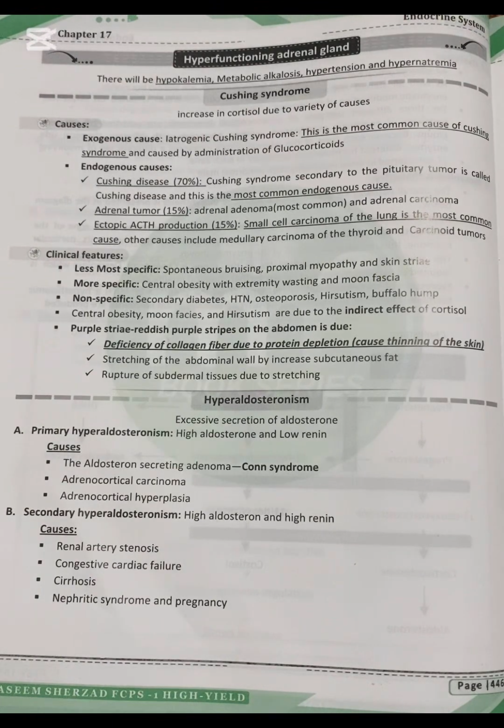We also call it Conn disease, right? For Cushing syndrome, don't confuse Cushing disease with Cushing syndrome. There are two causes of Cushing syndrome: one is exogenous and the other is endogenous. The exogenous, the one which I have talked about, is iatrogenic Cushing syndrome.